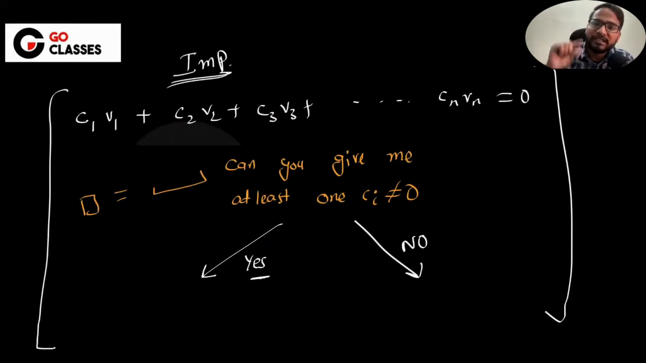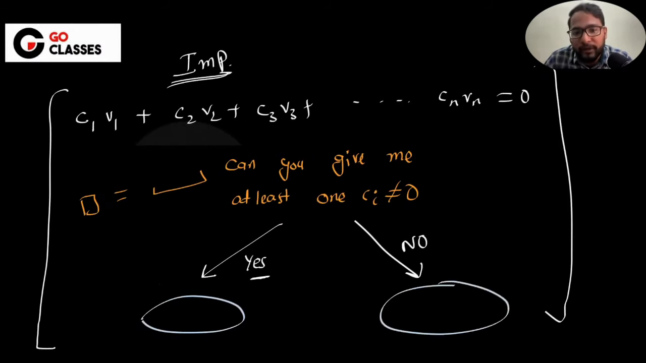So just see this slide, which is very, very important. They will give you this equation. Then you just ask them, can you give me at least one Ci which is not zero? If they say yes, then tell me, what should I write here, dependent or independent? If they say no, then what should I write here? Tell me one. In place of 1, what should I write? In place of 2, what should I write? If you tell me, then you have understood linearly dependent and independent, and I can take at least one deep breath that okay, you have understood, and I can at least be very happy. Let me know, what should I fill in place of 1?